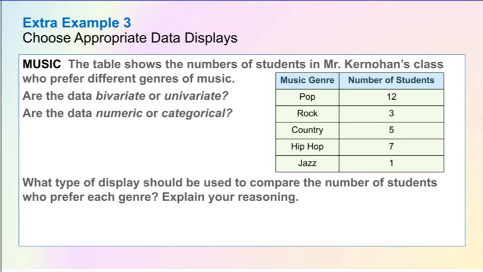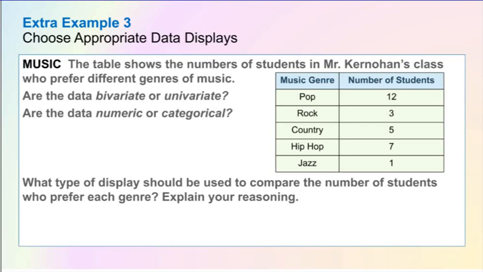And our final question, the table shows the number of students in Mr. Kernohan's class who prefer different genres of music. Are the data bivariate or univariate? Are the data numeric or categorical? What type of display should be used to compare the number of students who prefer each genre? Explain your reasoning. So first off, is this univariate or bivariate?